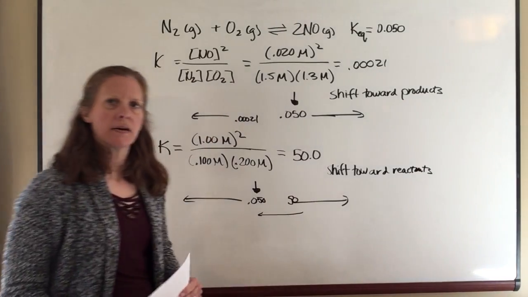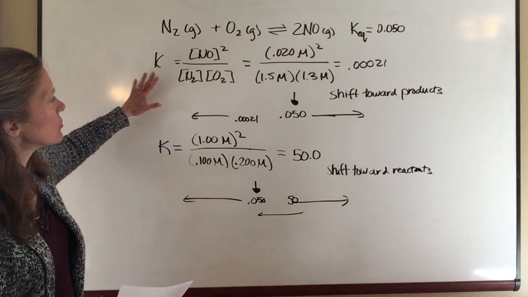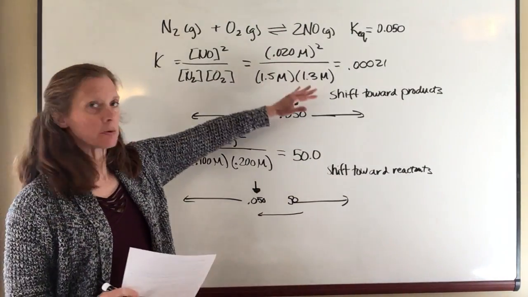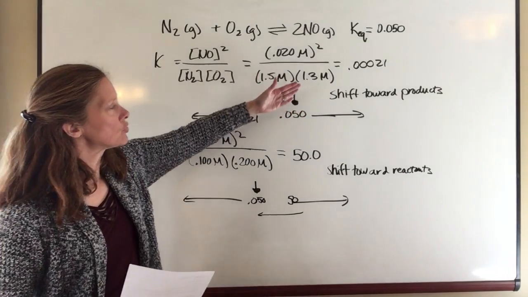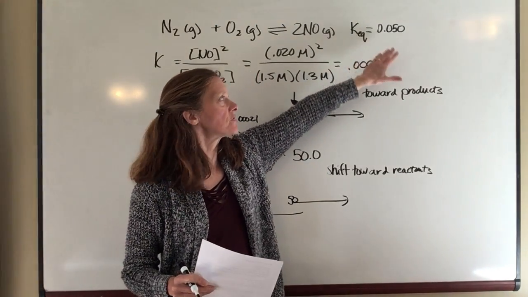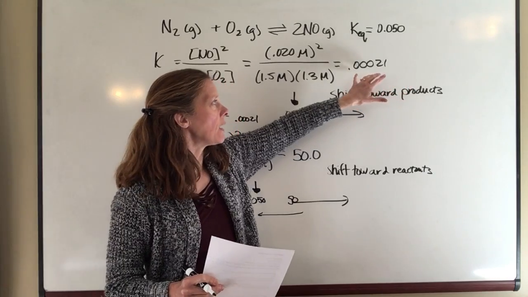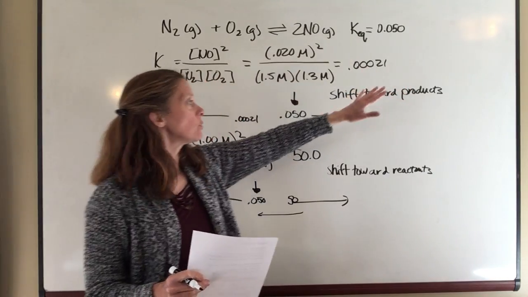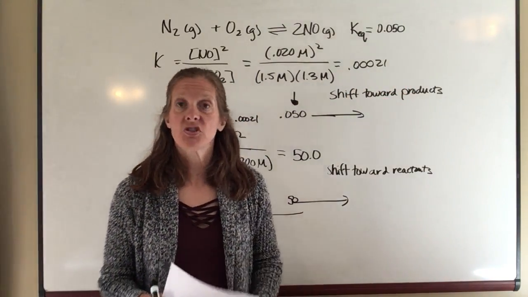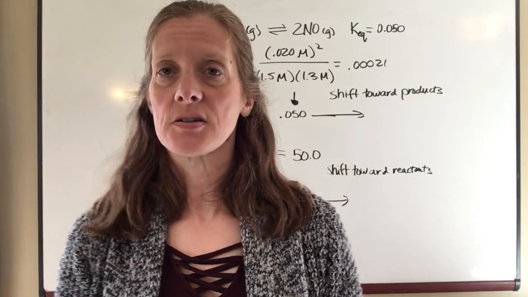Okay, so not a whole lot of new material here. You're still calculating equilibrium constant, but this time you're just comparing it to a known equilibrium constant to see if it matches. Is it at equilibrium, and then which way will it have to shift in order to get to equilibrium if it is not already there?